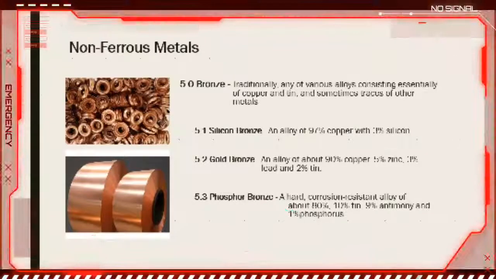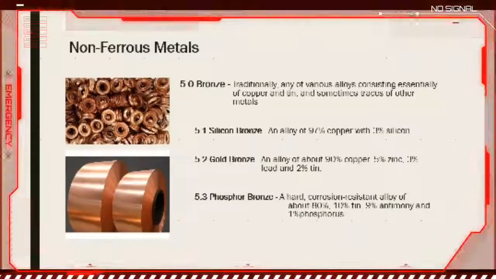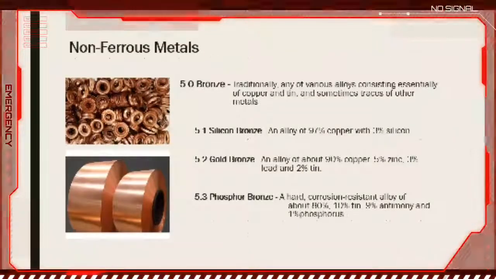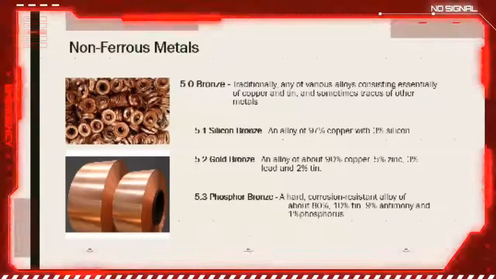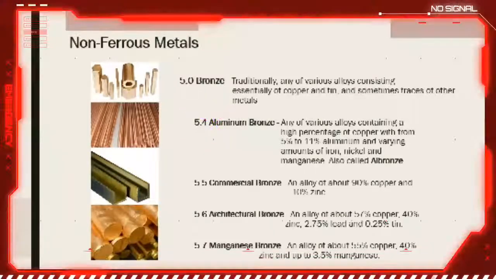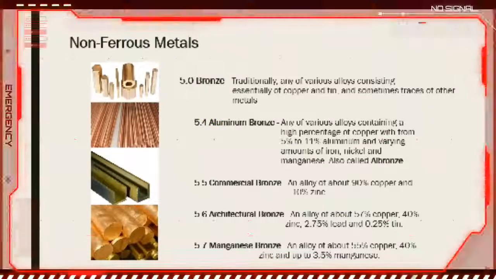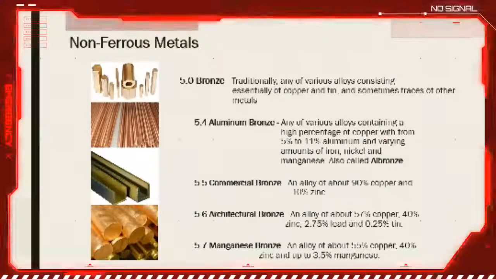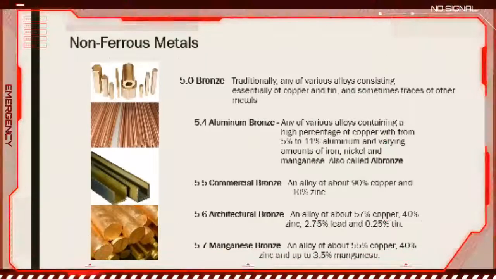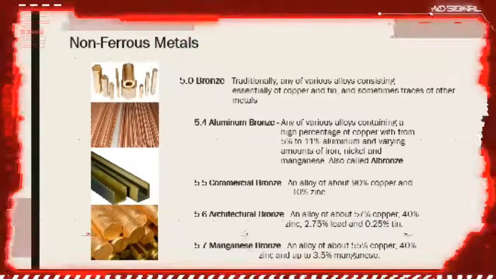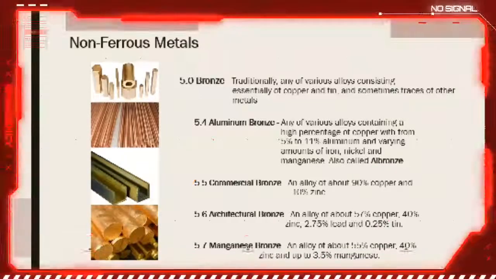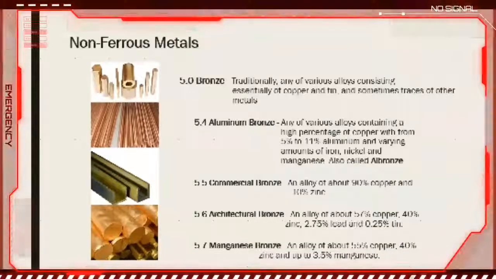Phosphorus bronze, a hard corrosion resistant alloy of about 80% copper, 10% tin, 9% antimony, and 1% phosphorus. That's a lot. Next is aluminum bronze. Any of various alloys containing a high percentage of copper from 5% to 11% aluminum and varying amounts of iron, nickel, and manganese, also called aluminum bronze. Commercial bronze, an alloy of about 90% copper and 10% zinc.